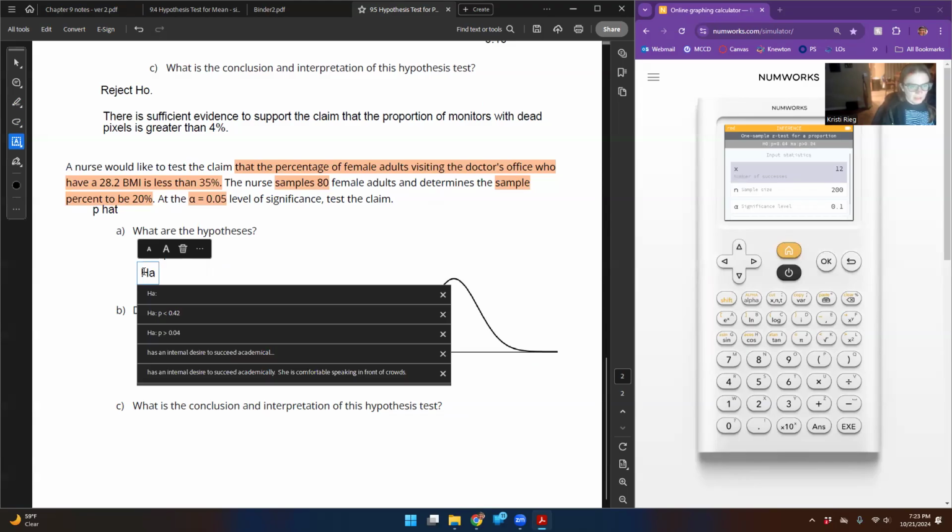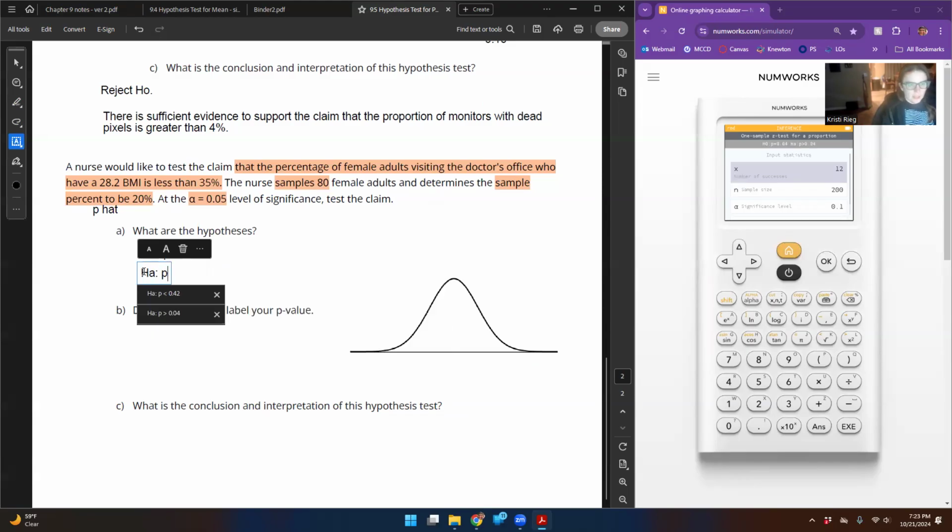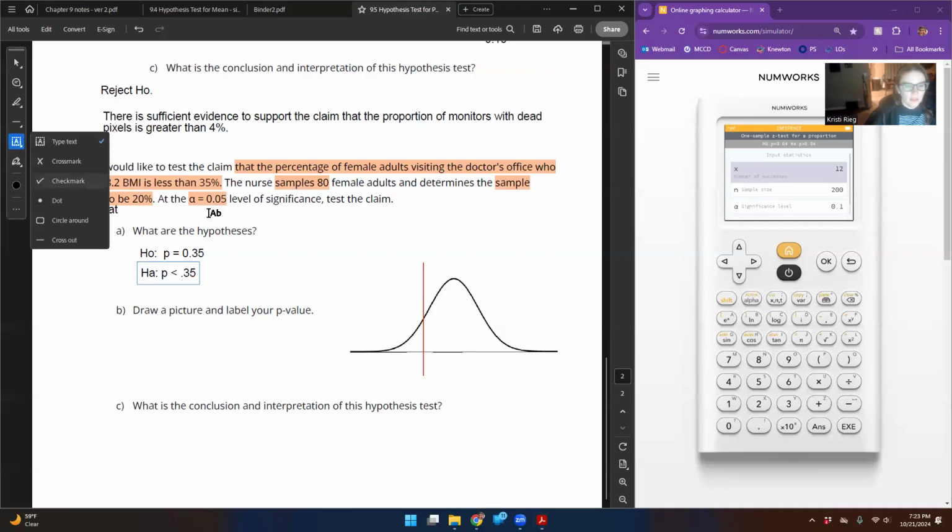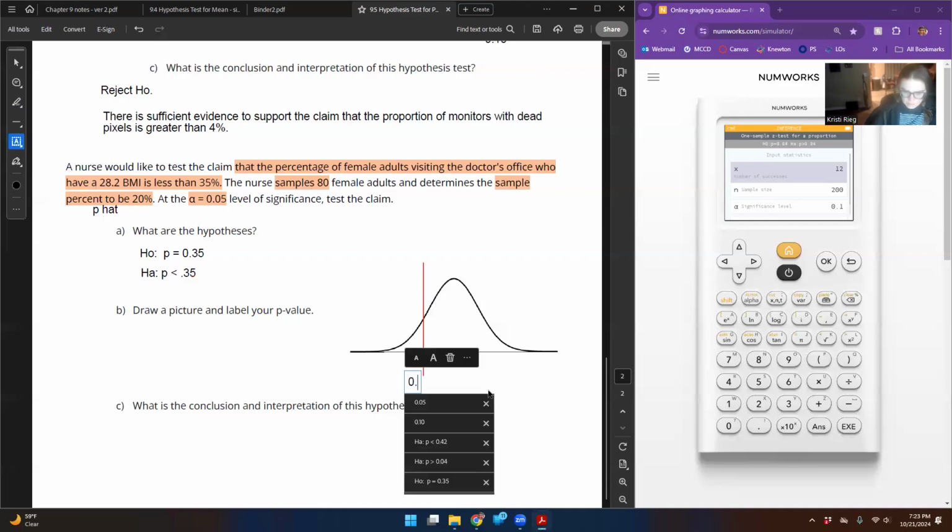Our alternative, and P in this example, is less than, in the claim, less than 0.35. Okay, so let's draw our picture. We are less than, so we are left-tailed. Alpha is 0.05. We want to figure out where the p-value is.